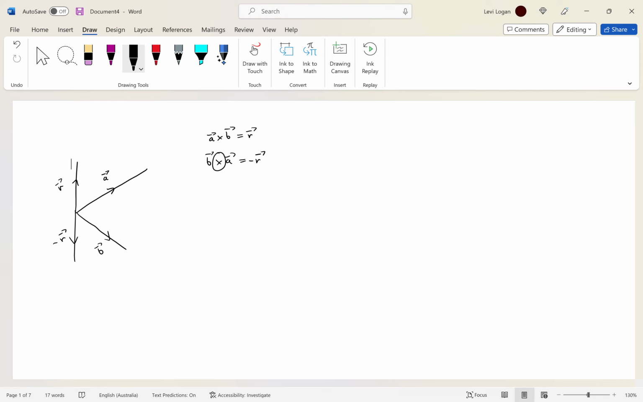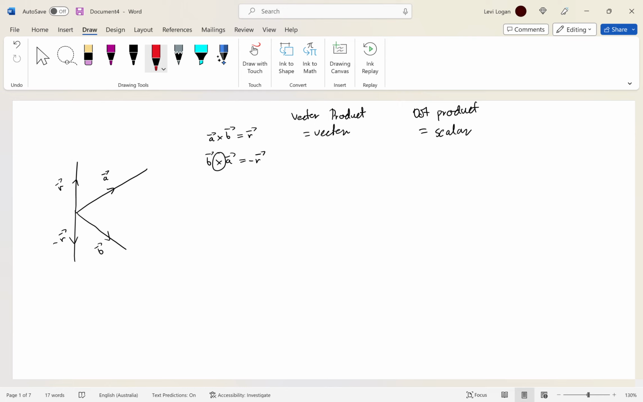Note there are two types of products you can have. You can have the vector cross product, which is the vector product: when you cross two vectors, you get a vector. You could also have the dot product, which produces a scalar. So this produces a vector, and this produces a scalar. In this video, we're just focusing on the vector product.